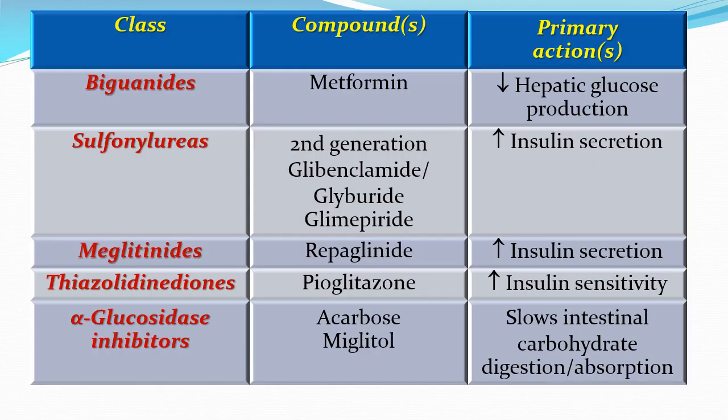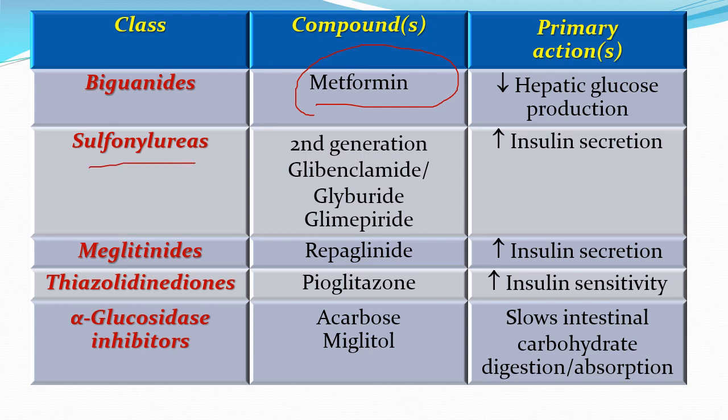This is a very nice table and it shows the various options of the various types of anti-diabetic drugs. The first and very popular common group is the biguanides. The prototype of the biguanides is metformin, and the mode of action is suppression of hepatic glucose production, or suppressing gluconeogenesis.